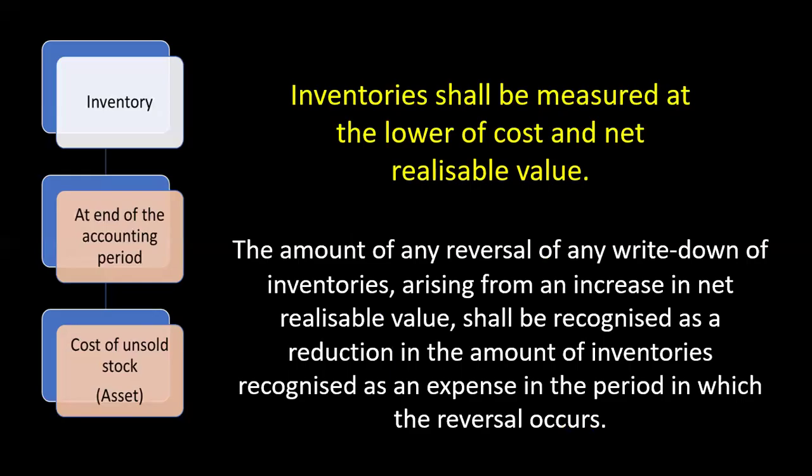Suppose in the next year the market value of the inventory goes up. If the market value is lower than the cost value, we show market value and book the loss in the income statement. But in the subsequent period, if the market value goes up, the accounting standard gives a very clear instruction.